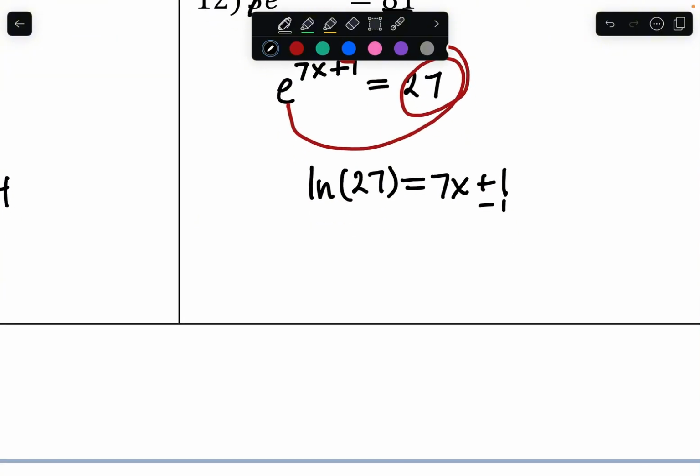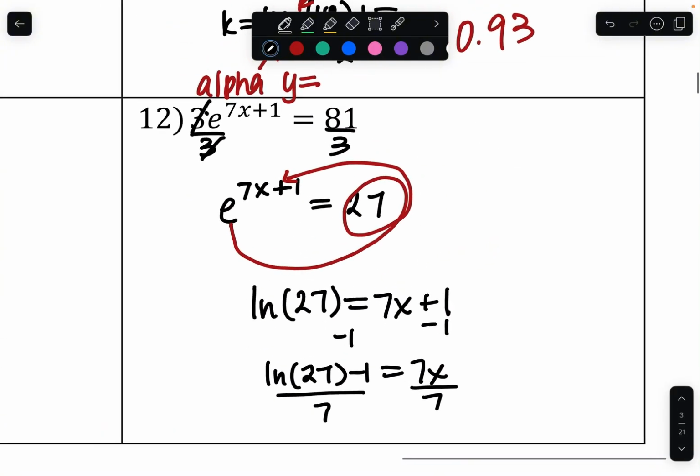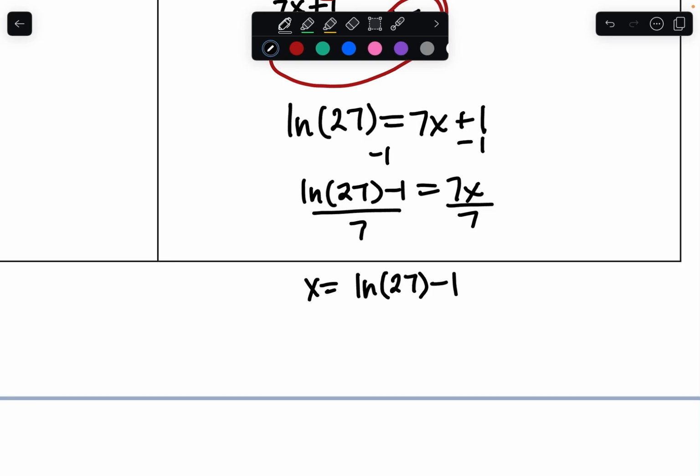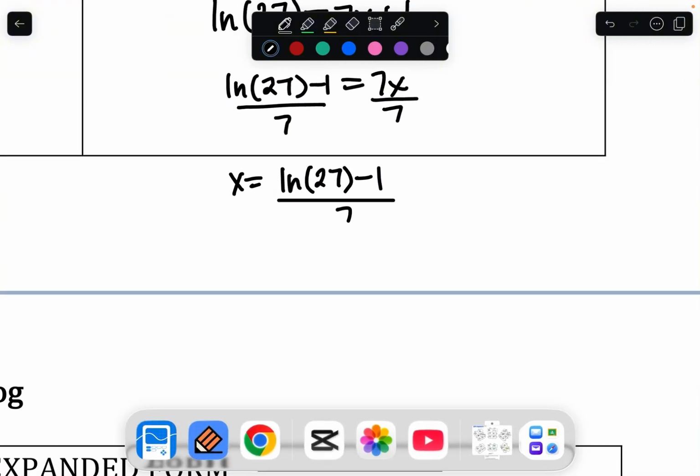Going to subtract 1 from both sides. And then divide the whole thing by 7. And so if you're leaving your answers in terms of log, you would write x equals natural log of 27 minus 1, all of that being divided by 7. That's important because they'll have a lot of distractors where it's not all being divided by 7.